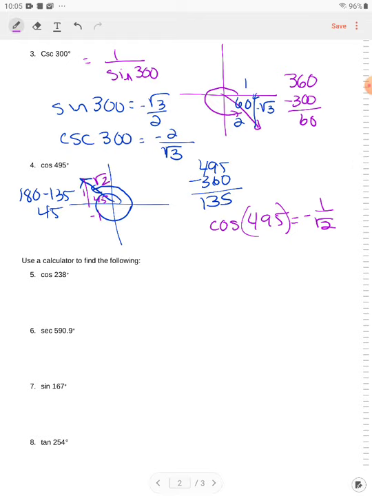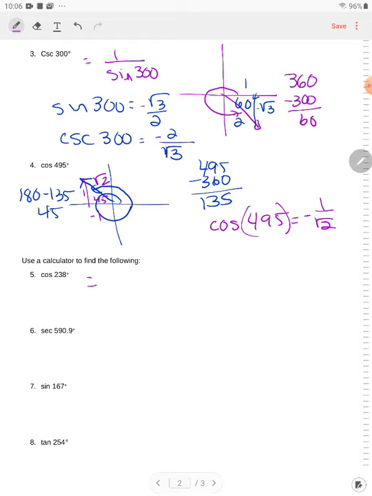And a good rule of thumb might be to go ahead and check these on the calculator as you're working until you feel more comfortable with the angles. So what we're going to do here is type in, and then we will talk about our answers. So, for example, cosine of 238 degrees.